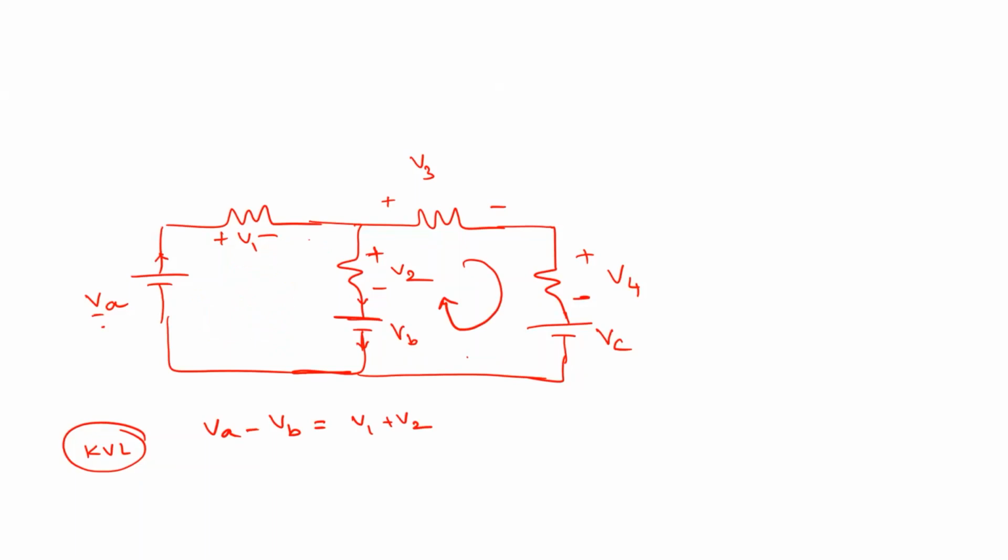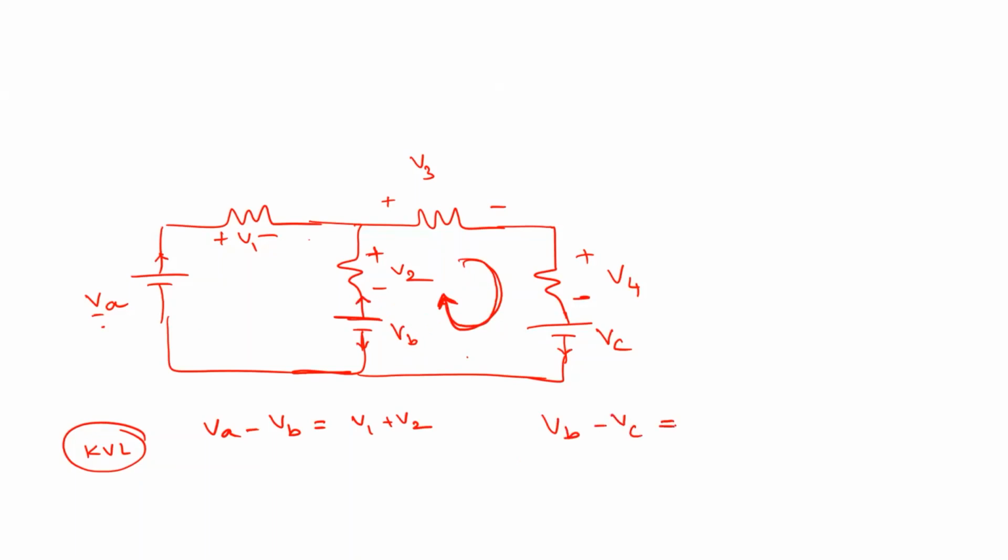So now tell me. We can assume the current is clockwise, sir. So VB minus VC. This is the current direction, right? So this is leaving. So here also the negative plate is leaving, right?